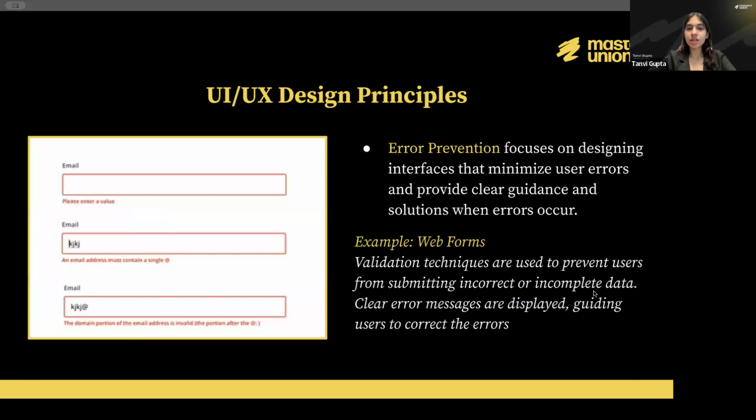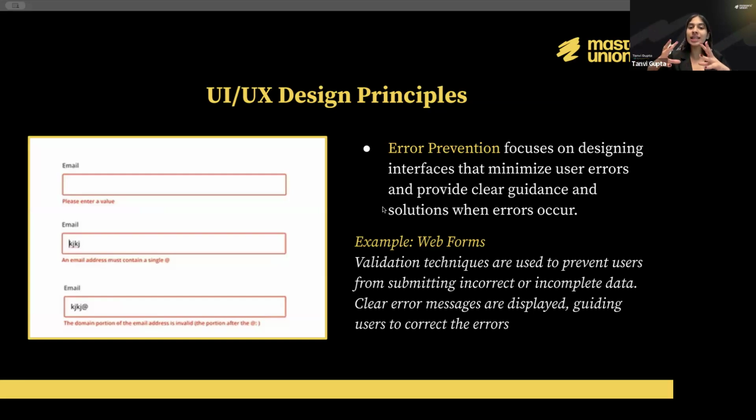Okay. So fourth is error prevention. Anytime you have filled any form, you might put a wrong detail, or you might skip that detail. Once you click the submit button, you'll see the red highlighted part. That part shows you that you made an error. So that's also very great UI UX design.